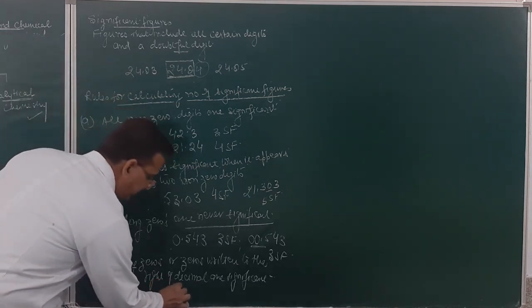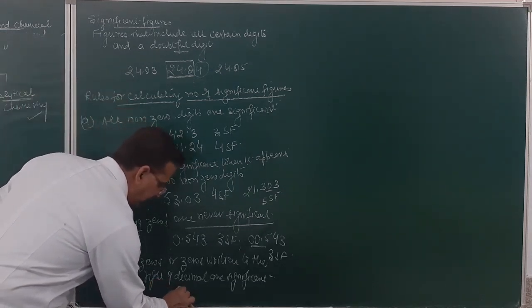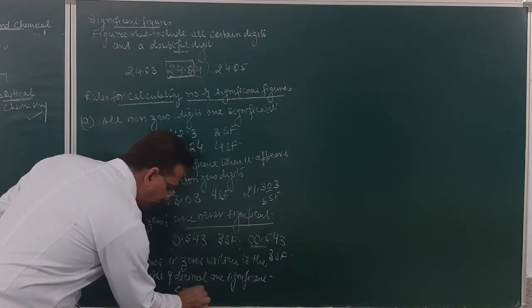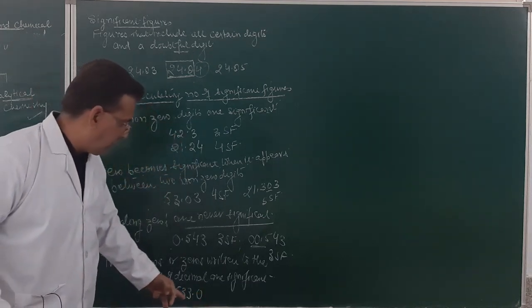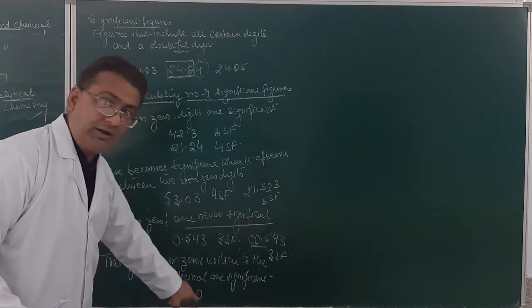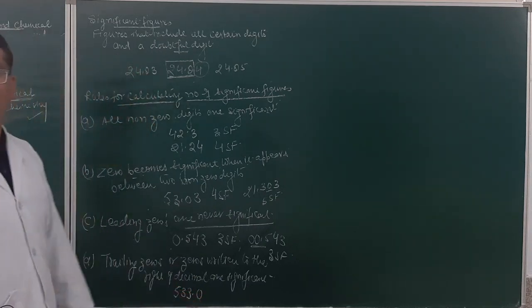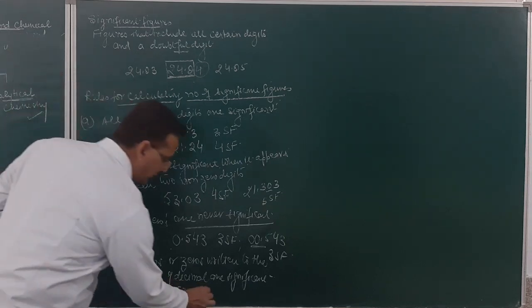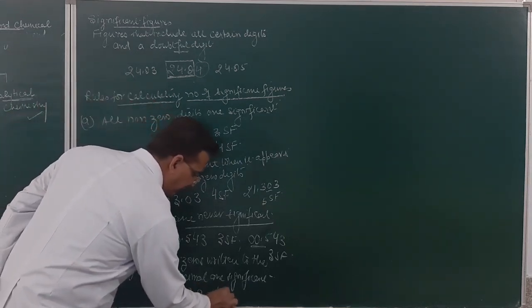As for example, if you write down 533.0, this zero is to the right of the decimal and is a trailing zero written after the number. So this zero will be counted as a significant figure. So how many significant figures will be there? 4 significant figures.